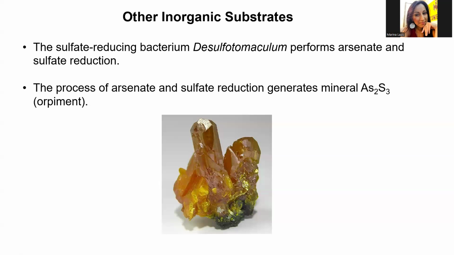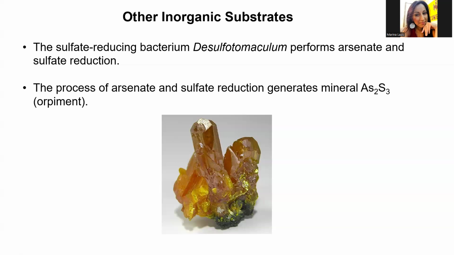And again, when we talked about different electron acceptors, Desulfomaculatum performs arsenate and sulfate reduction. This is all I want you to know, that the reduction generates the mineral orpiment. So arsenate respiration: arsenate is toxic, but these guys can actually use it as energy, as a terminal electron acceptor.